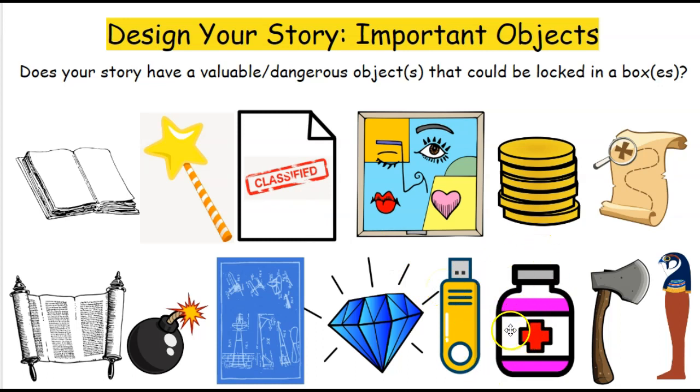That might mean an antidote of some kind. That might mean a treasure map. All those types of things. However, it can also mean something else. For example, I did a breakout on The Very Hungry Caterpillar, and the valuable, important object was food inside a picnic basket. So whatever makes sense for your character to value, that's what you want to have as your important object.